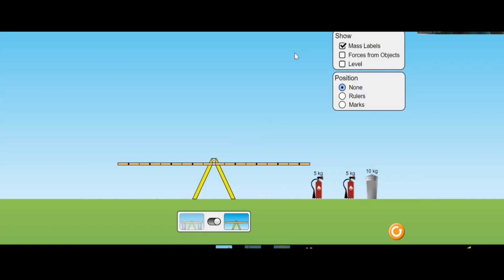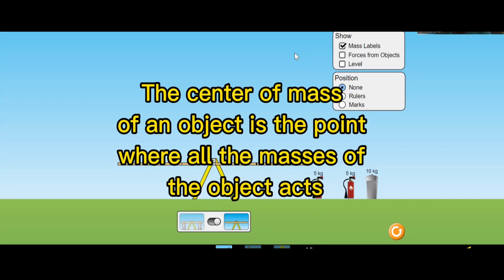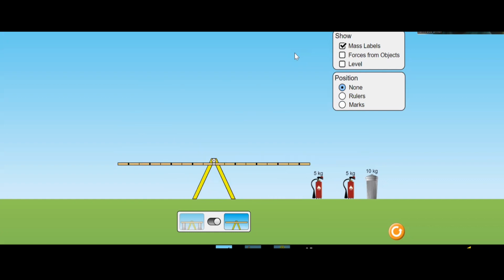Now, what is the center of mass? The center of mass of an object is the point where all the mass of the object acts. So therefore, if we have a bar just like this here, and we suspend it at the middle part of it, we notice that it's not moving left or moving right. So hence we say that it is in equilibrium.